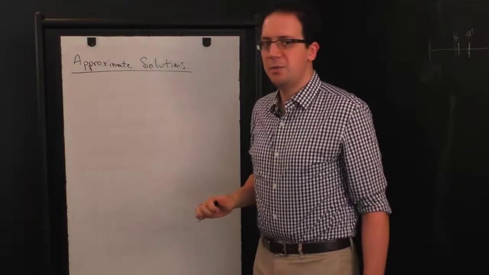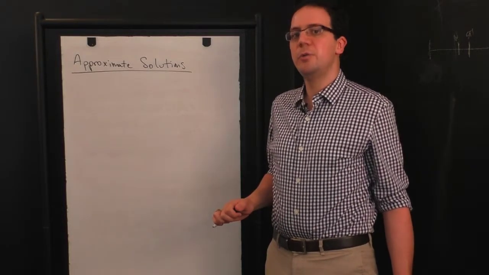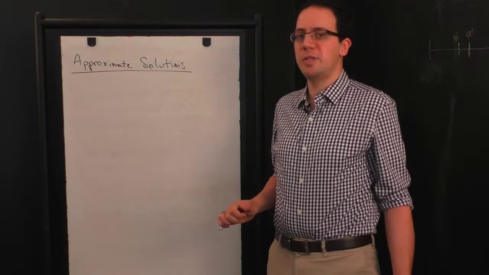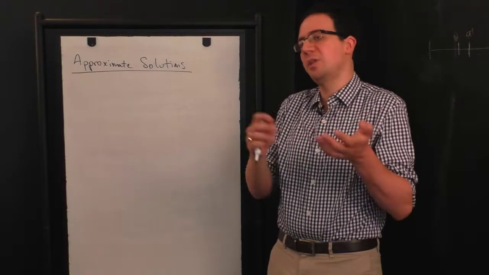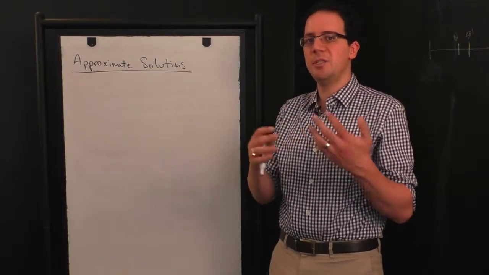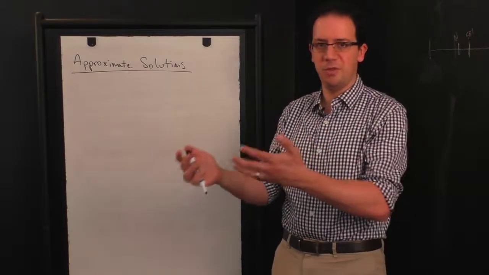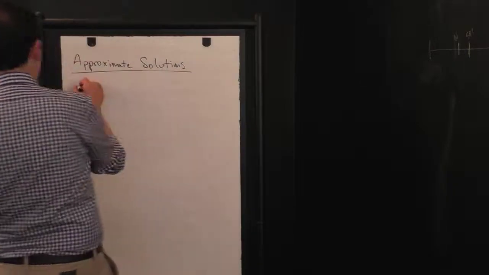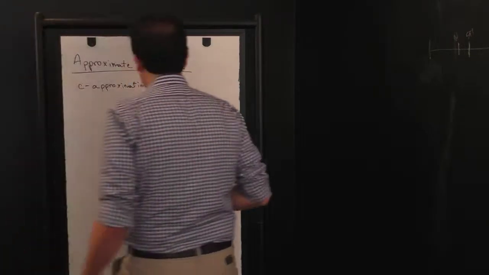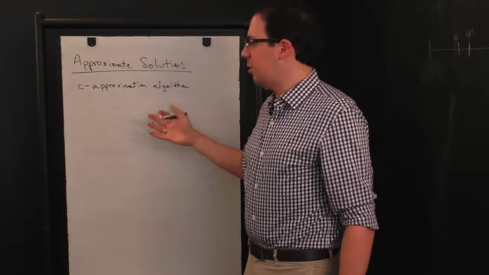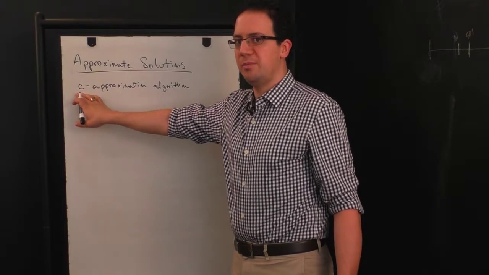And the idea here is you have some optimization problem, and instead of asking for the exact optimum, you just want to ask for something that's close to the optimum. And it doesn't have to be close to the optimum solution in the sense that it actually looks like the optimum solution. It just has to be close in that the value you're optimizing should be close to the value of the true optimum. So a C approximation algorithm is one which guarantees that its output is within a factor of C of the true optimum.